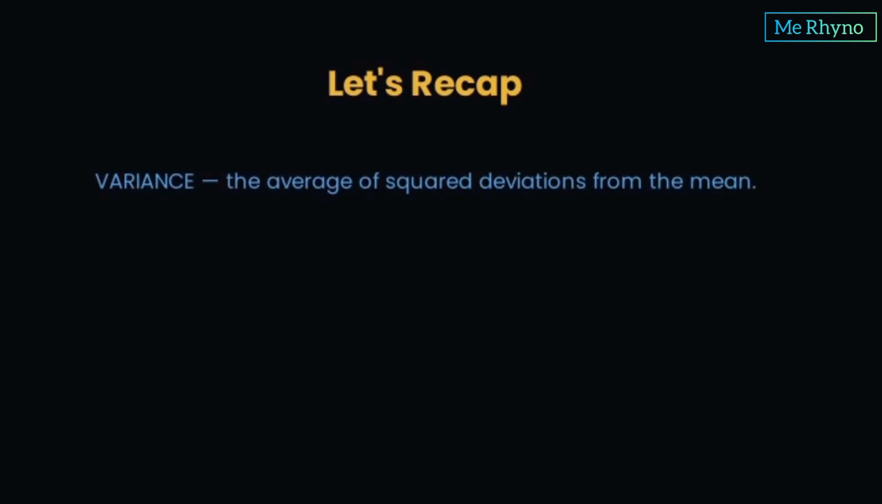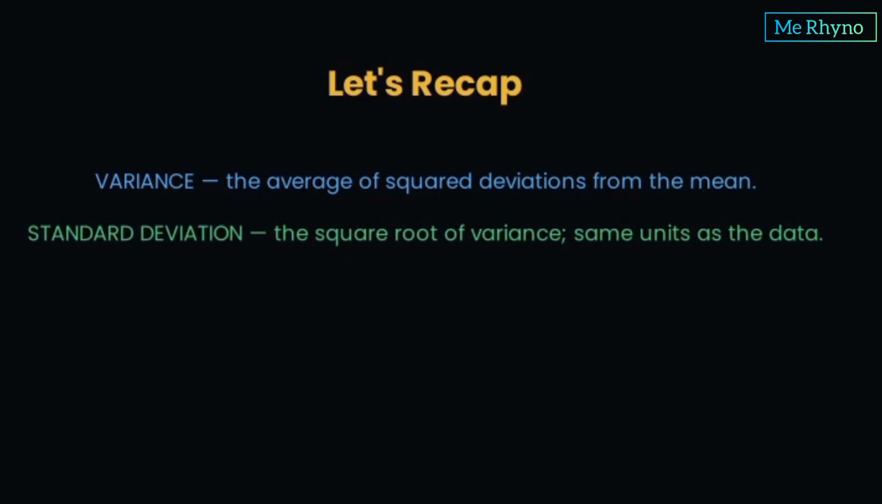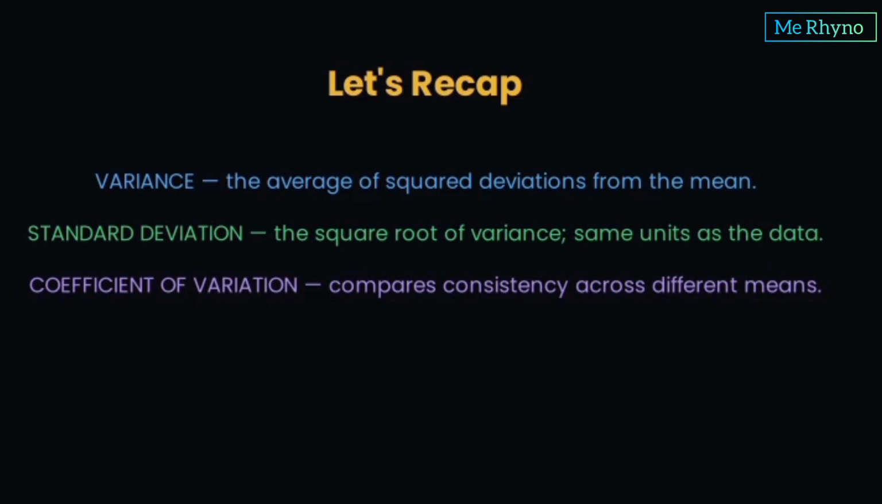Let's bring it all together. Variance is the average of squared deviations from the mean. Standard deviation is the square root of the variance and is in the same unit as your data. And lastly, the coefficient of variation helps you compare consistency across different means.